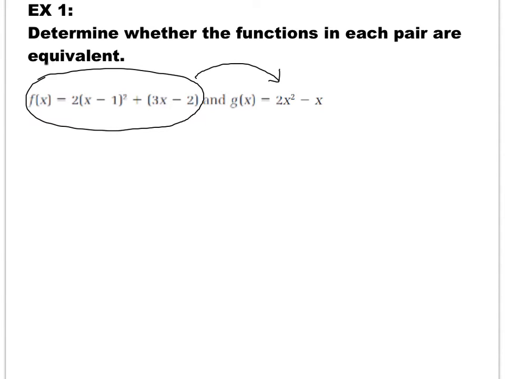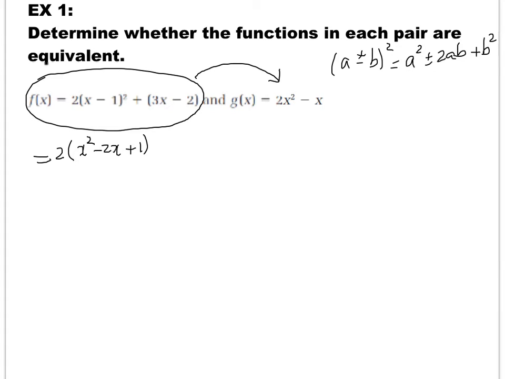So now f(x) becomes 2 times, if you remember from grade 10, (x - 1)² is going to be the same as x² - 2x + 1. Remember, I'm using the formula (a ± b)² = a² ± 2ab + b². This is coming from grade 10 academic, which your teacher showed you.